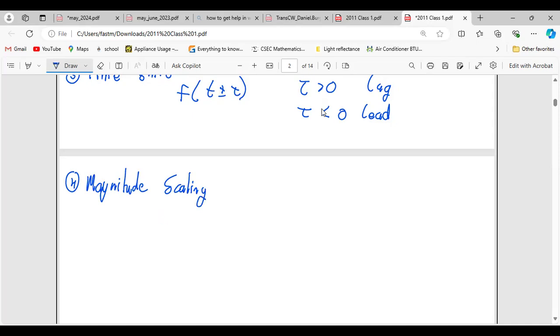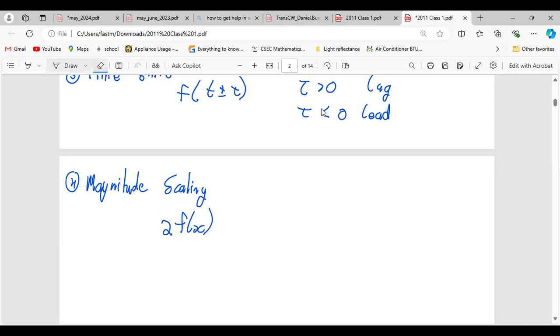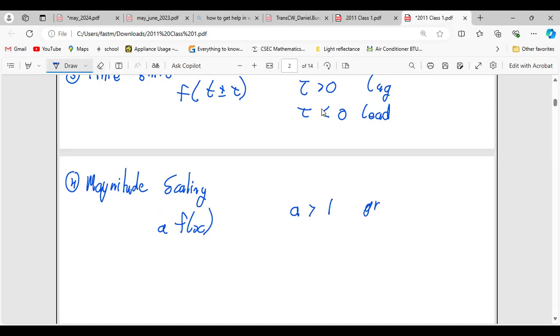All right, so that is 2 f of x. So we could say, instead of putting 2, a f of x, right? So if a is more than 1, it will grow. Just think of it as multiplying the y values by a constant. If you multiply the y values by 2, the overall signal will just grow by a factor of 2. And if a is less than 1, it will shrink. You kind of halve it.